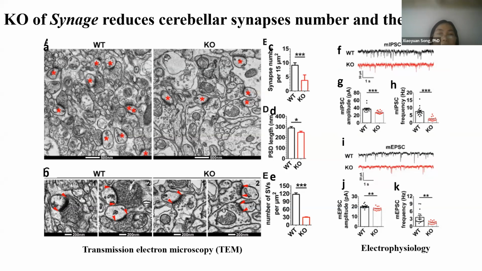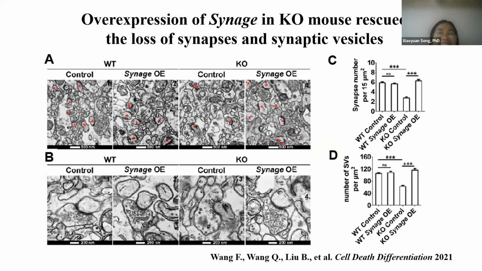And overexpression of Synage in the knockout mice can rescue the loss of synapses and synaptic vesicles.